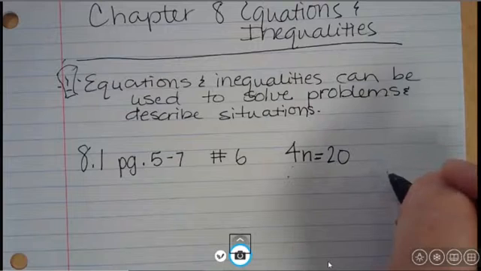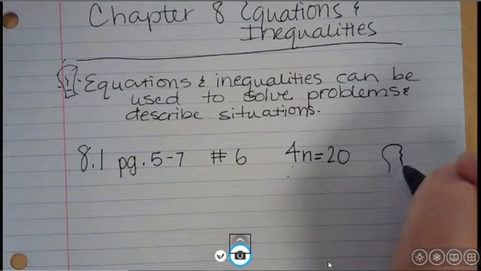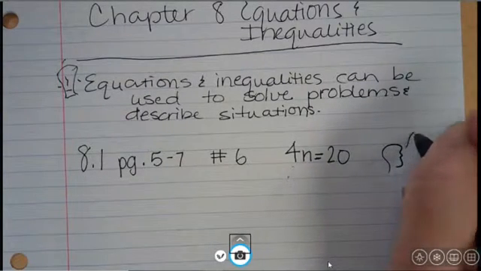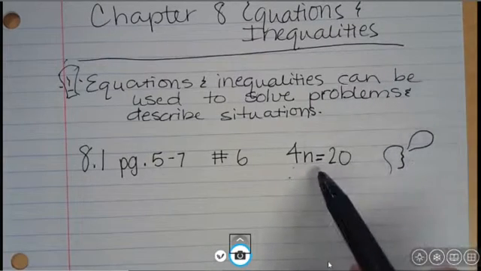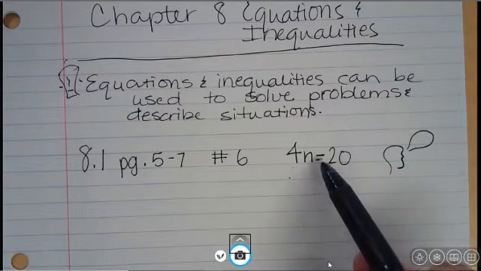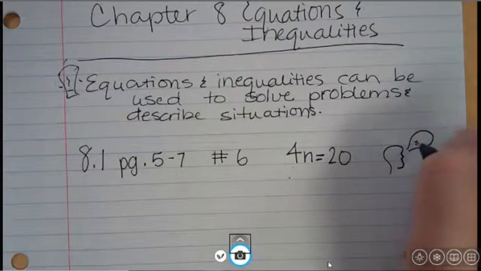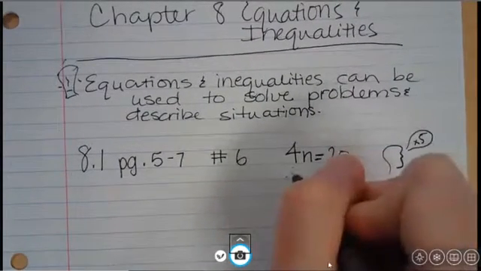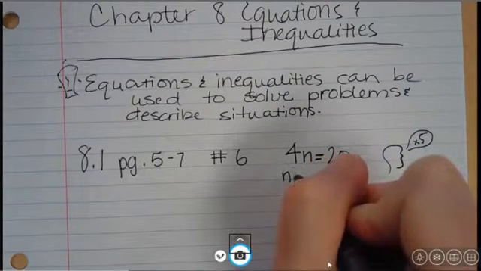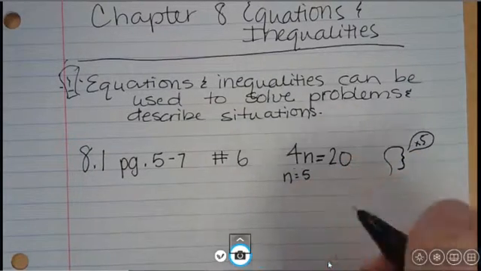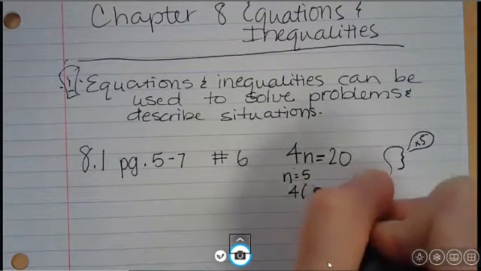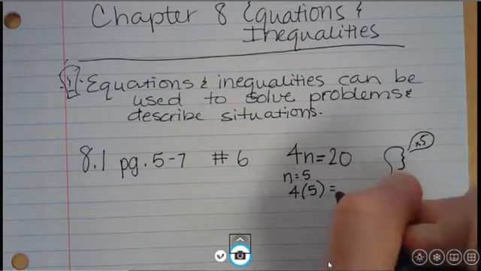So this is where you think in your head, what could be in here? So I think of the math fact. 4 times what is 20? And I know that 4 times 5 is 20. So I substitute in and I say n should equal 5. So then I take 4 times 5 and I get 20.